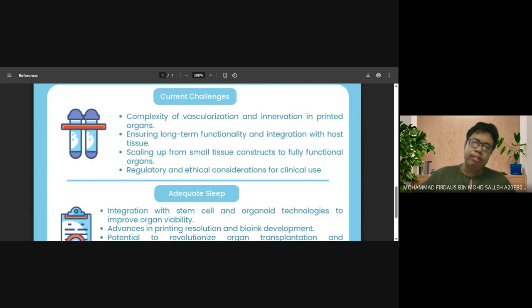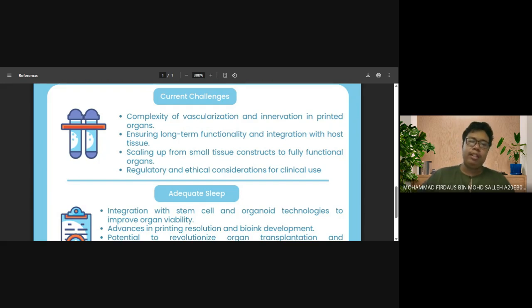So the next one is ensuring long-term functionality and integration with host tissue. The length of time that we can maintain the organ and make sure that it is still functioning still needs to be researched, because we want to make sure that it can be used for the long term. Then, scaling up from small tissue constructs to fully functional organs, and regulatory and ethical considerations for clinical use.